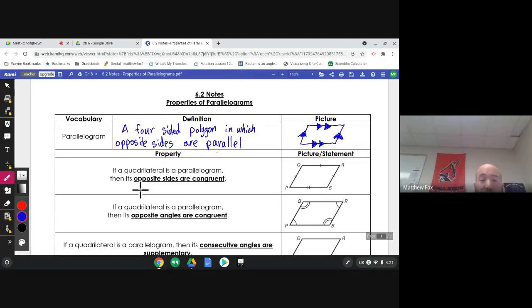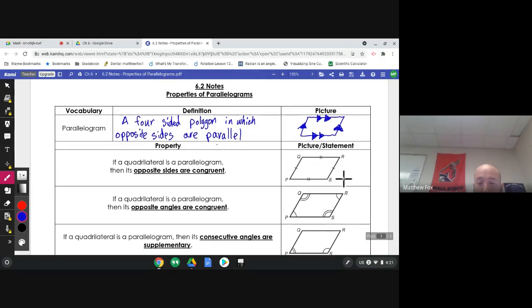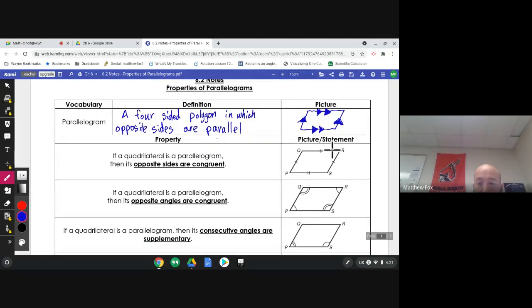First, we know opposite sides are congruent. So if QP here is 8, then RS on the other side is 8. Likewise, if QR was 12, then PS is 12. And these four rules you'll want to write down. So if you're taking notes by hand, you're going to need to write this down.